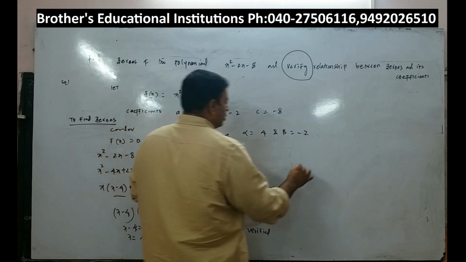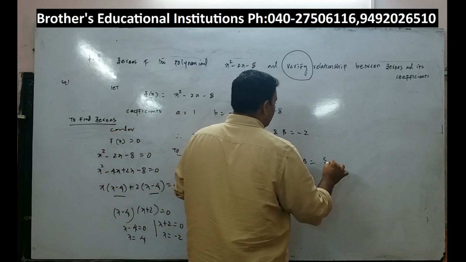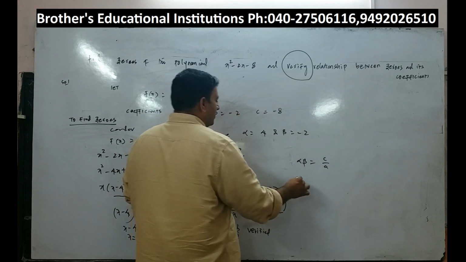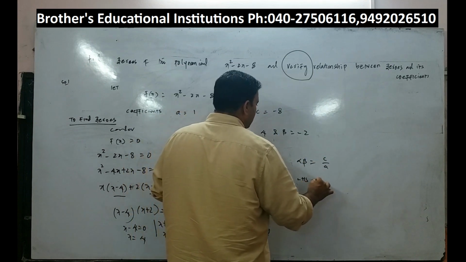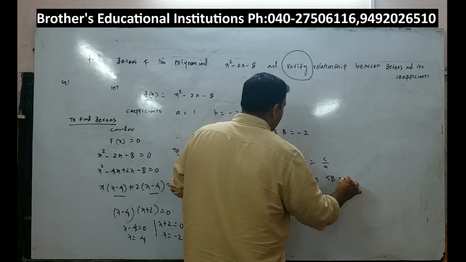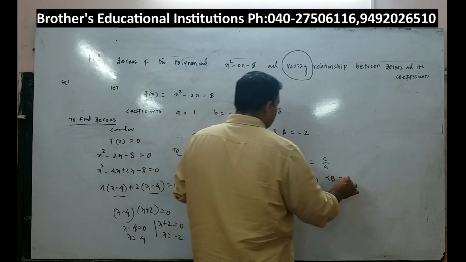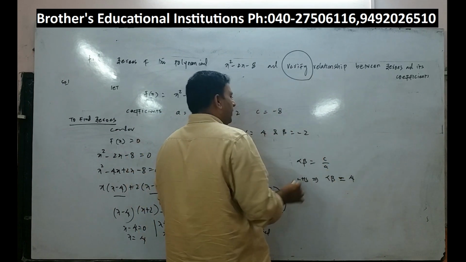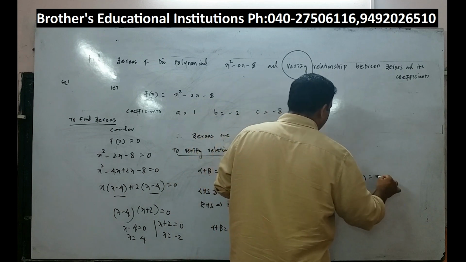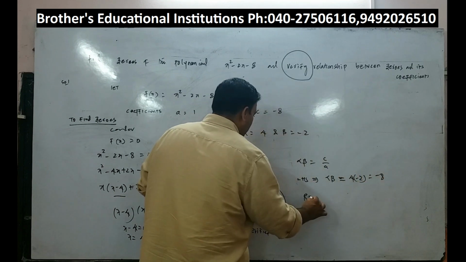What is the second relationship? Alpha beta is equal to c by a. I will take LHS first. What is LHS? Alpha beta. What is the alpha value you got? Alpha is equal to 4. What is the beta value you got? Minus 2. 4 into minus 2 is what? Minus 8.